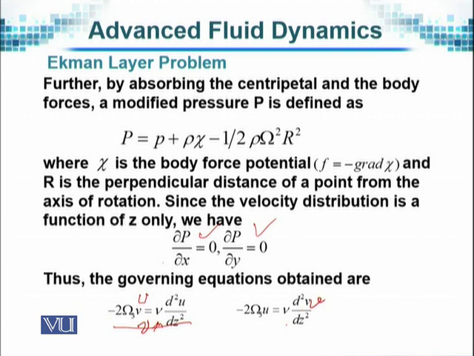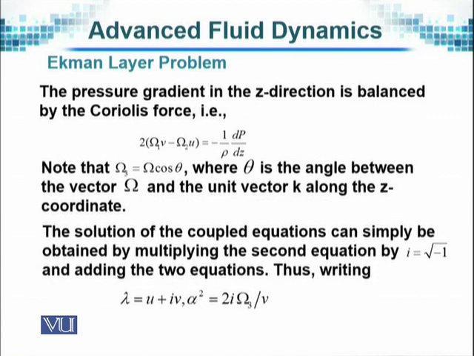So these are the equations that we will have after deriving from the momentum equation components of the Navier-Stokes equation. The pressure gradient in the z direction is balanced by the Coriolis force.